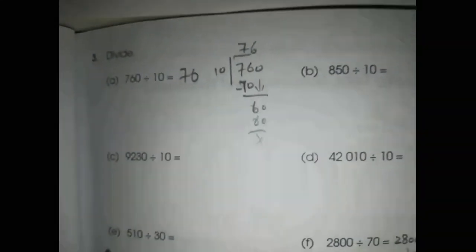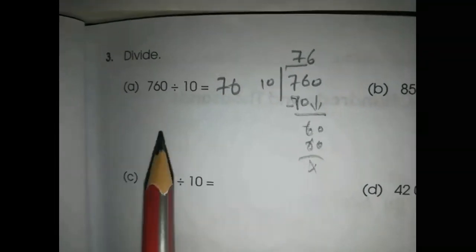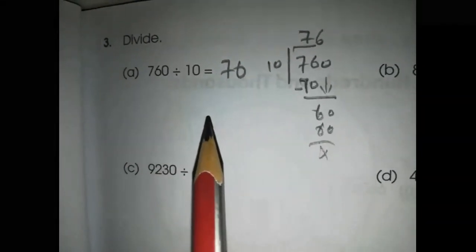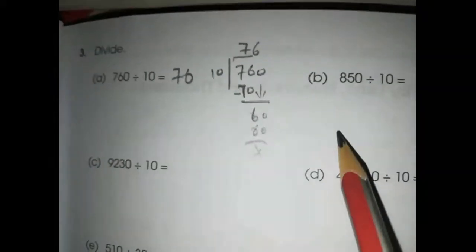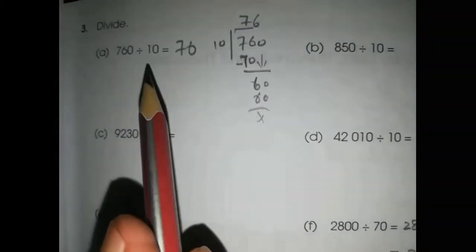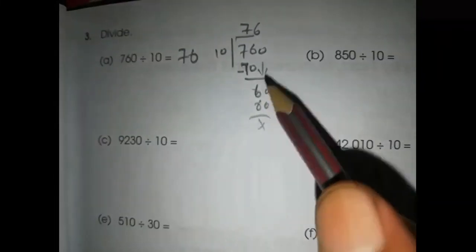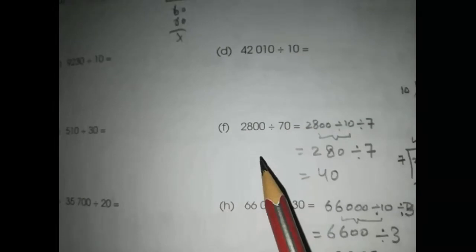So our answer is 258. Now I will solve question number 3, which is divide 760 divided by 10. By dividing 760 by 10, we will get answer 76, because 0 cancels with 0, or this is rough working for this question. Similarly, you can solve all these part B, C, D and E of this question. Now I will solve part F of this question.